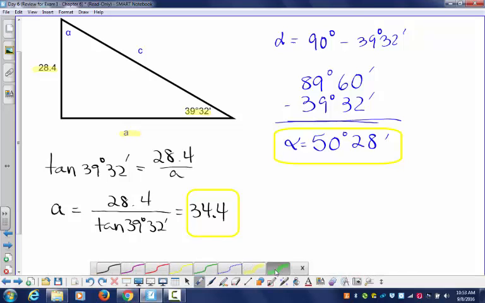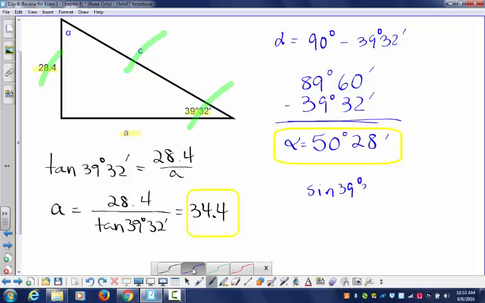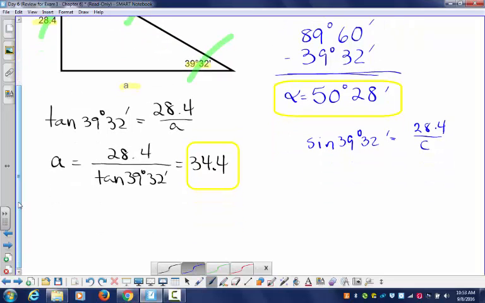Now, if we want to use that same side over there, and the C, and the angle, what trig function will we use to get it? Sine. Okay, good. Sine of 39 degrees 32 minutes will equal opposite over hypotenuse, so that looks like 28.4 divided by C. We'll do a similar type of computation that we did over here. We're going to multiply and divide. So we'll get C equals 28.4 over sine 39 degrees, 32 minutes.